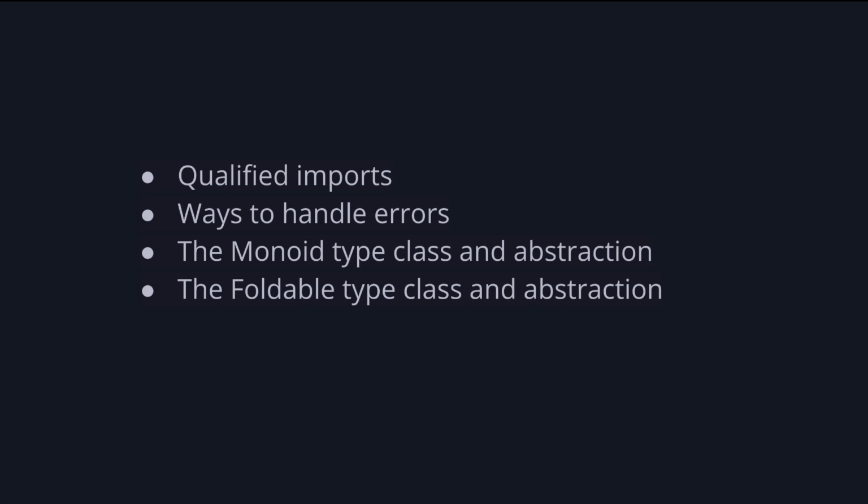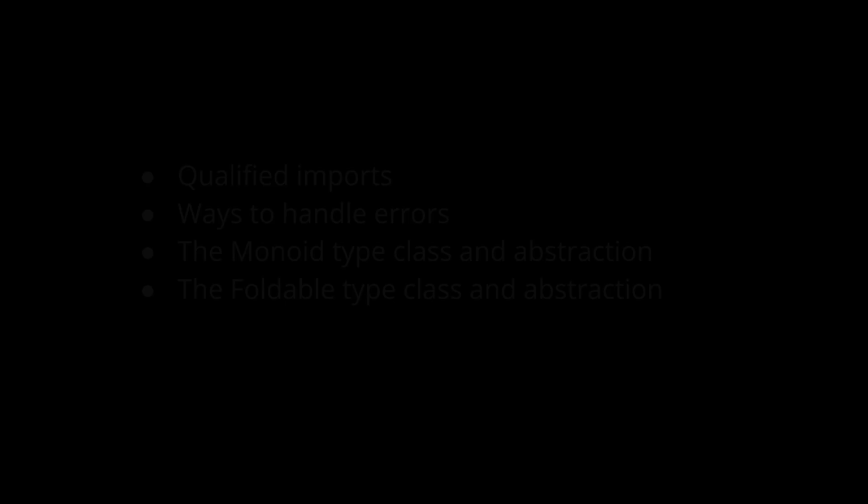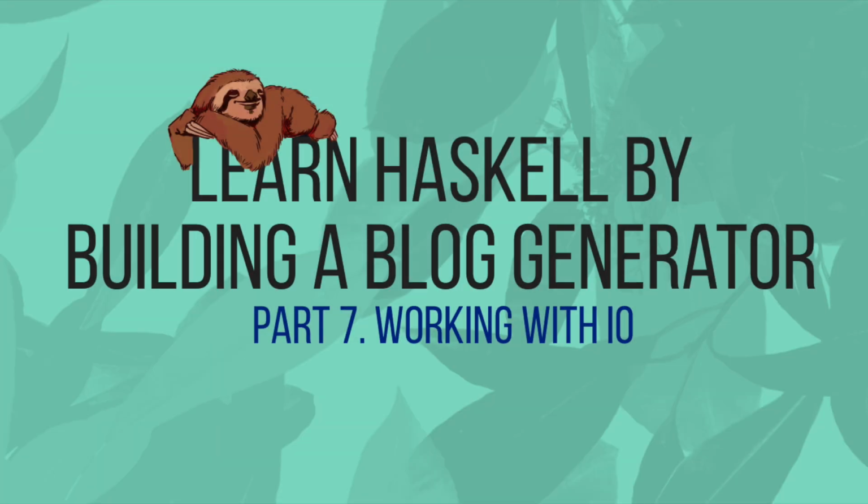A quick summary. We've learned about qualify imports, ways to handle errors, and monoid and foldable type classes and abstractions. In the next chapter, we are going to glue our functionality together and learn about I/O in Haskell.